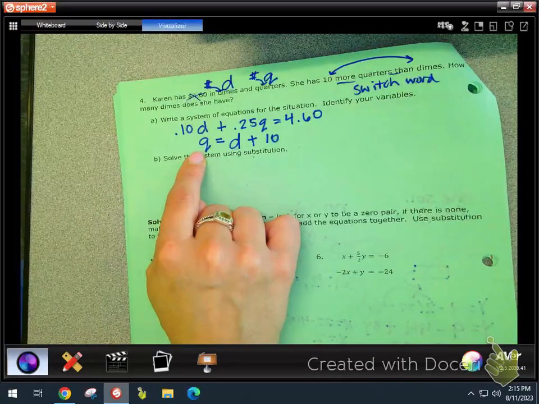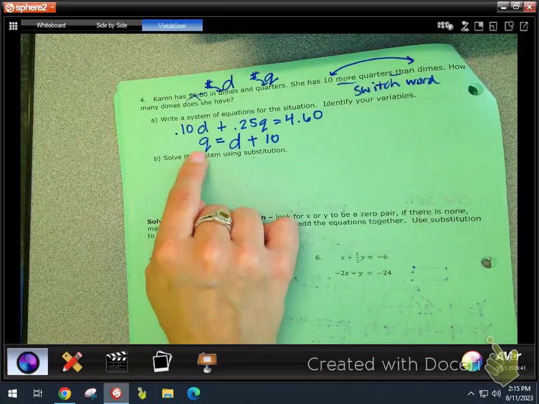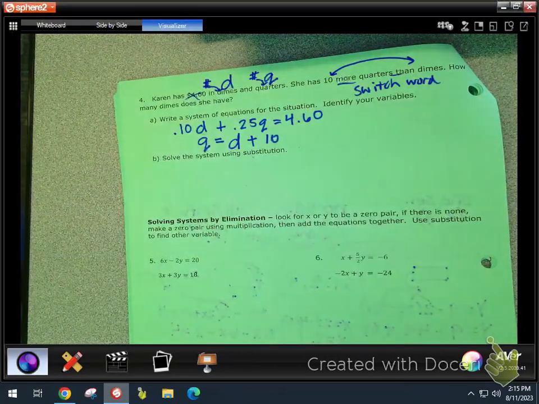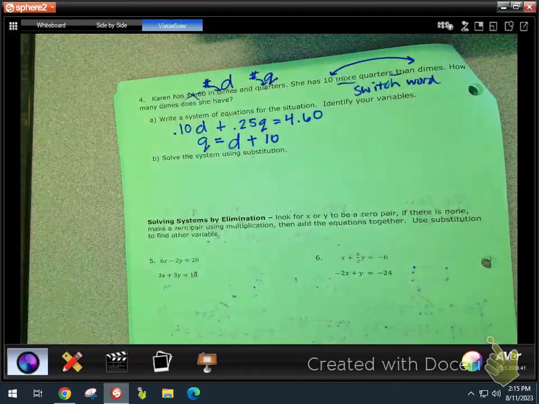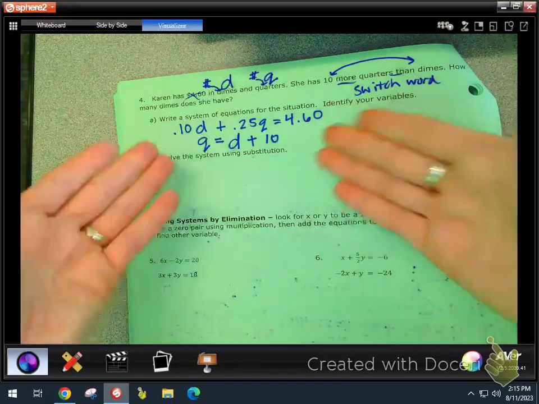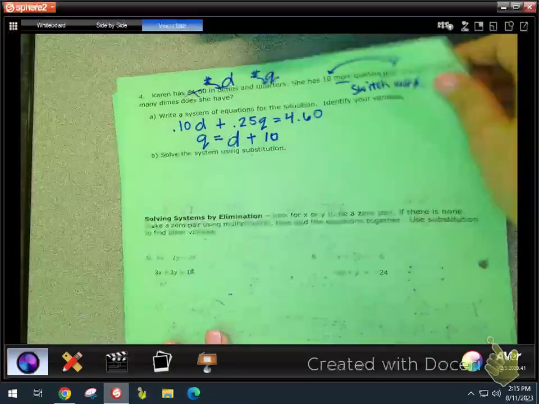You also can kind of plug in some numbers. You need to have more quarters, so you have to take the number of dimes and add to it. That's what makes there more. And this would be set up for substitution. For time purposes, we'll come back and solve this if we have time. Non-calculator, I'm not going to give you decimals on a non-calculator. So if we do solve this, I'll do the calculations up here. But I kind of want to give y'all time to do your Delta Math and practice. Setting up, though, is the tricky part with it.